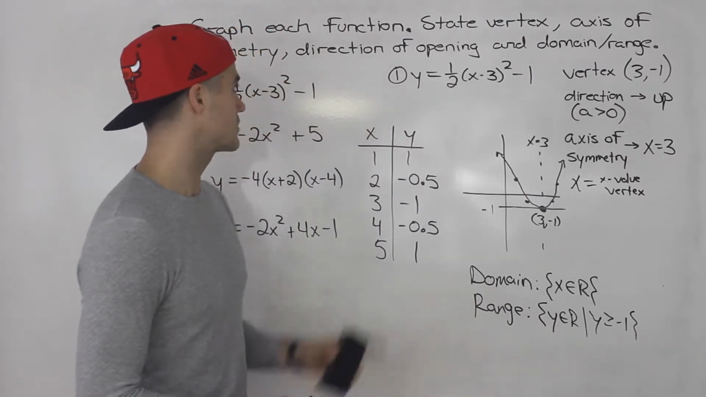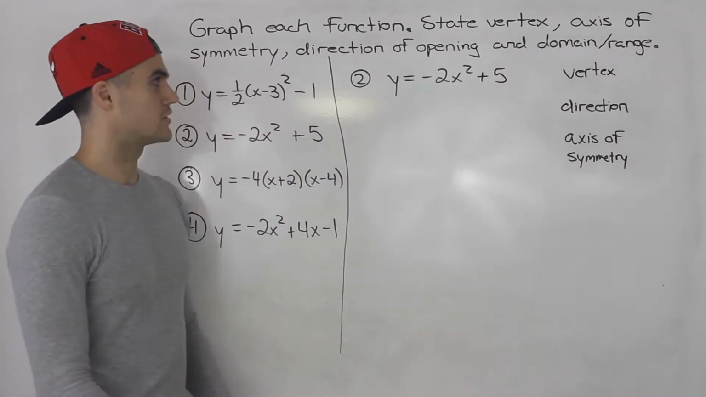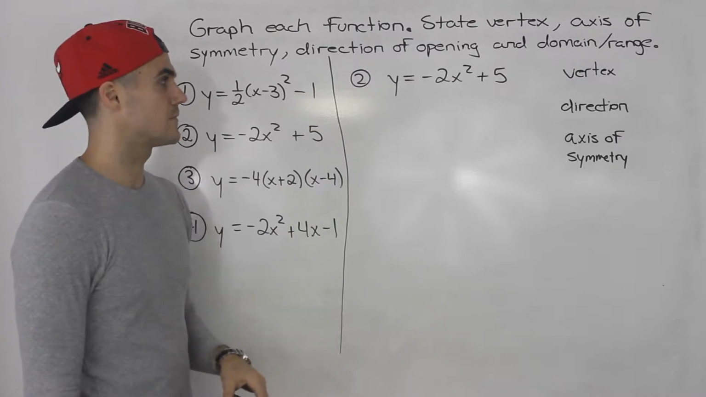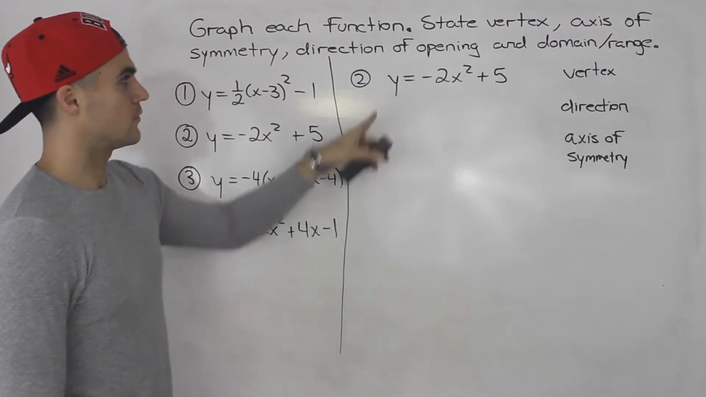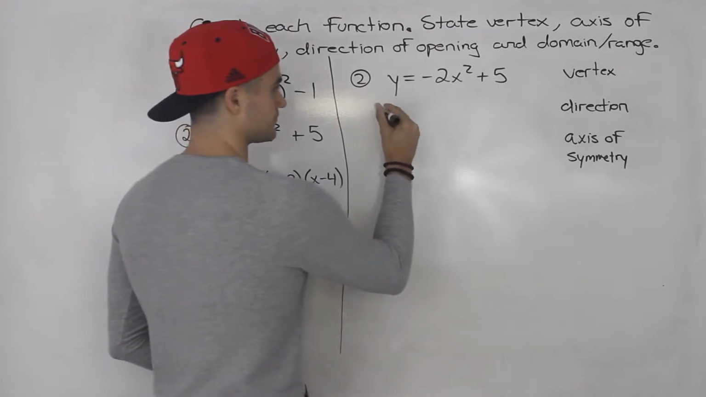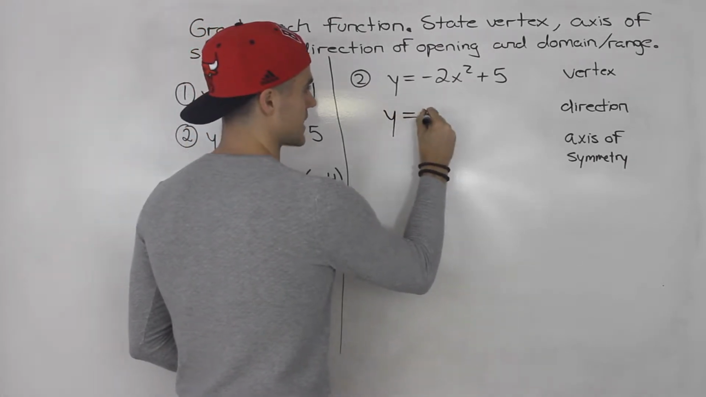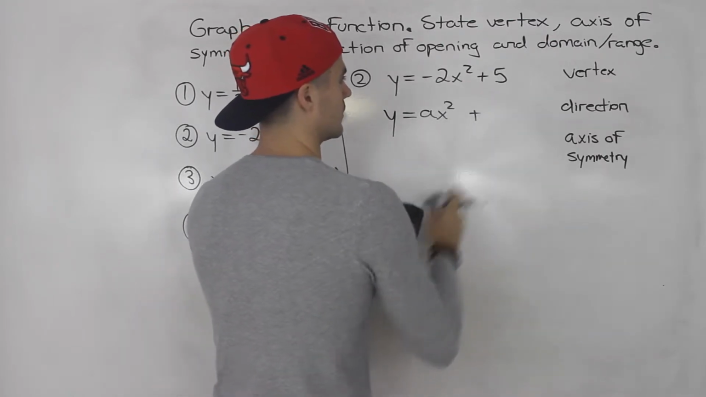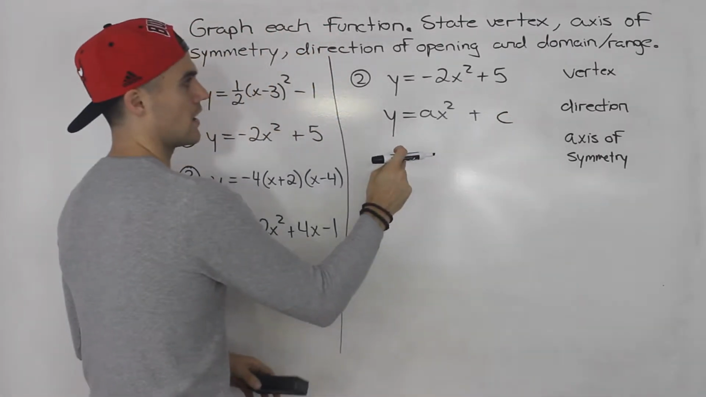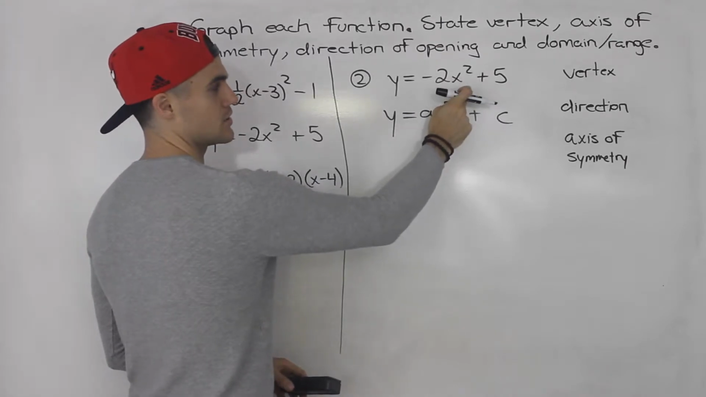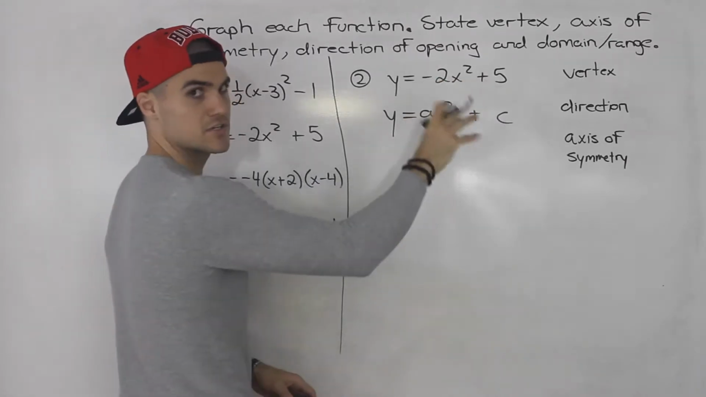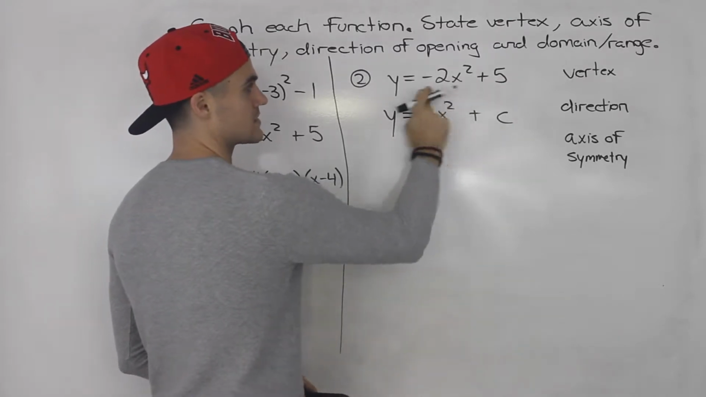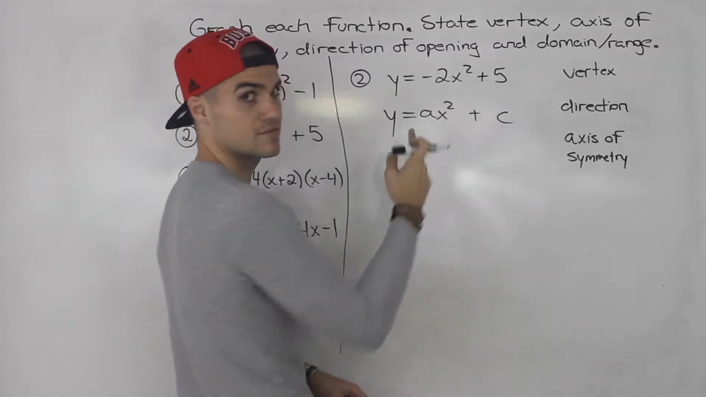So that is the answer for number 1. Moving on to number 2, we got y is equal to -2x² plus 5. So whenever you get something like this, y is equal to ax² plus c in general, right? Notice there's no bx, so there's no term with just an x attached. You just got the ax squared, this -2x², and then you got the c, this 5 here.